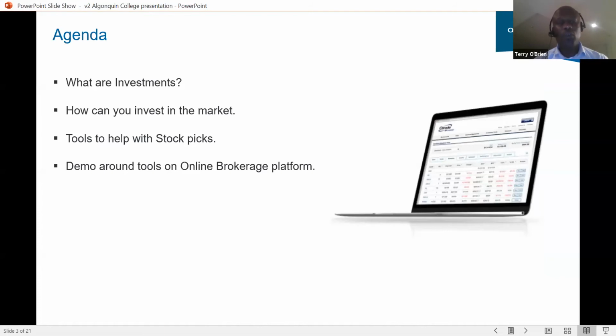Joe will go into tools to help with stock picks. So he'll look at 2 tools that we actually use to help with picking stocks. And then Joe will go on to an online brokerage platform, and he will show you tools as well that can help you with any investments or picking your stock investments.